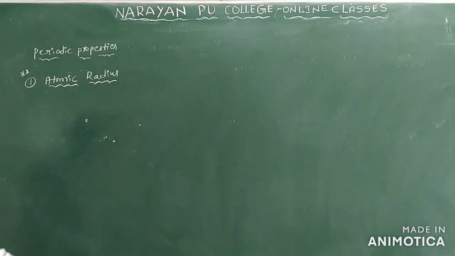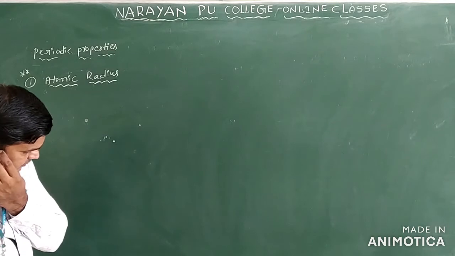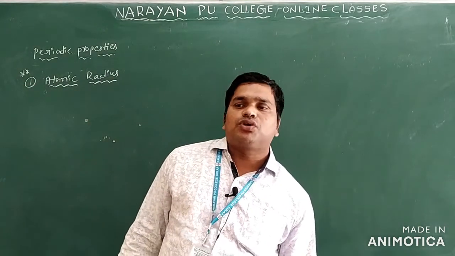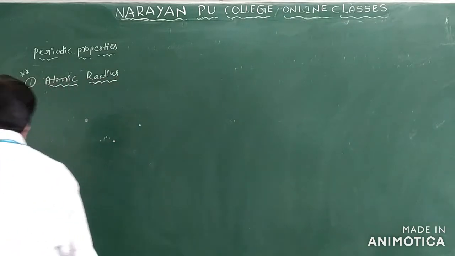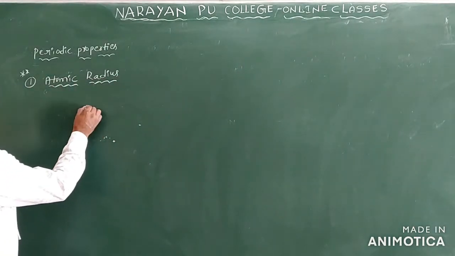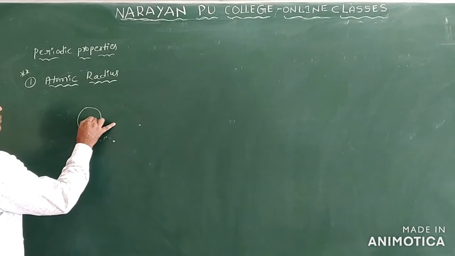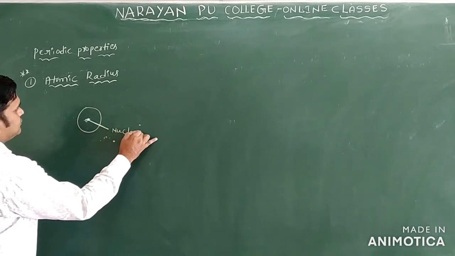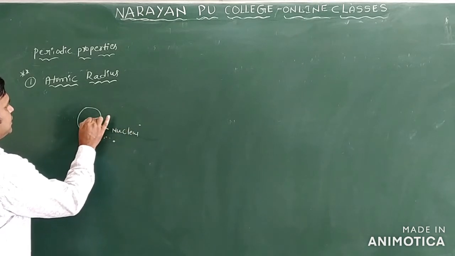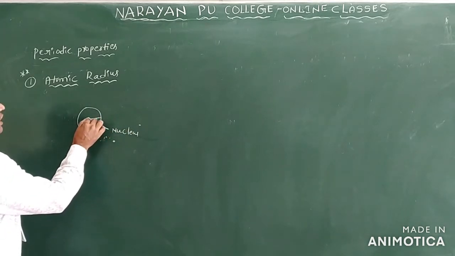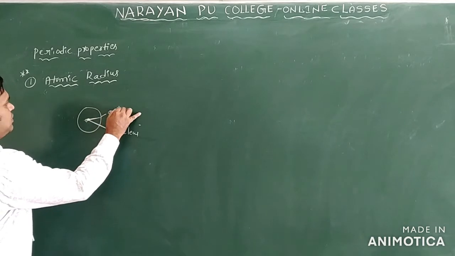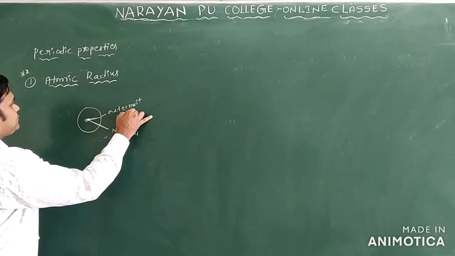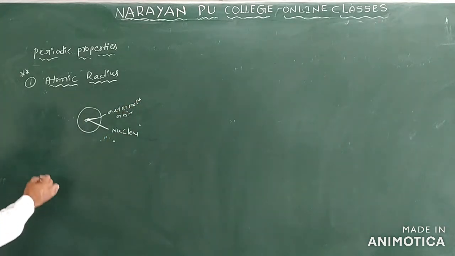So what is atomic radius? Atomic radius may be defined as the distance between the center of the nucleus and the outermost orbit. If we take a nucleus, the center of the nucleus, this is the part we call the nucleus. If we take the distance from the center of the nucleus to the outermost orbit, okay, how can you define this?